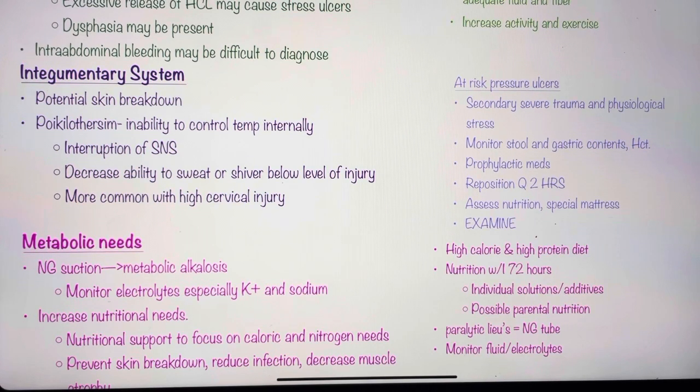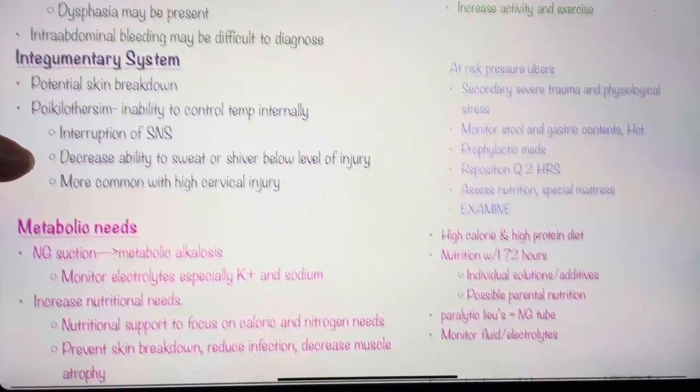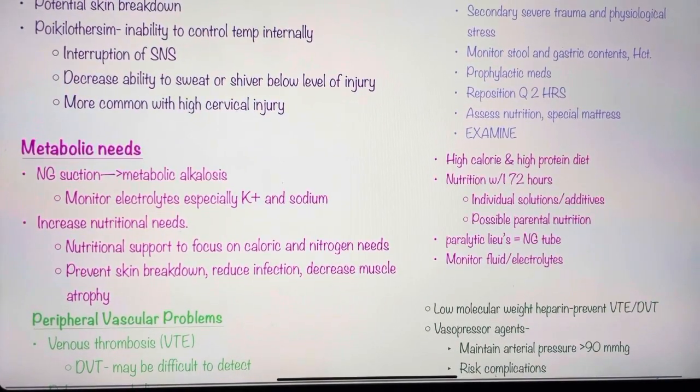We need to consider metabolic needs for these patients. As mentioned before, an NG suction is likely indicated, which can result in metabolic alkalosis. Much like vomiting, that NG suction is going to be removing some of those acidic juices, which will cause that alkalosis. So due to that, you're going to want to monitor these patients' electrolytes, especially potassium and sodium.